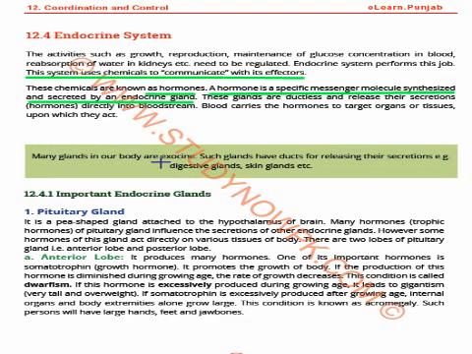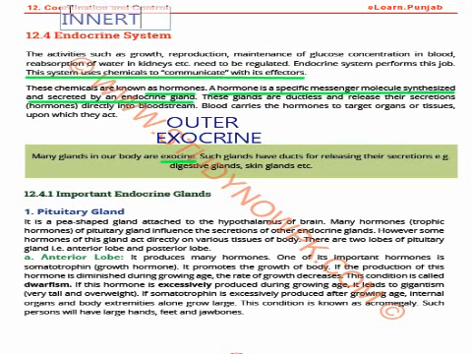Many glands in our body are exocrine. Now see, the spelling of endocrine is not correct here; this is the spelling of exocrine. Some of them are exocrine. What do you mean by exo? Exo means outer. And what do you mean by endo? Endo means inner.